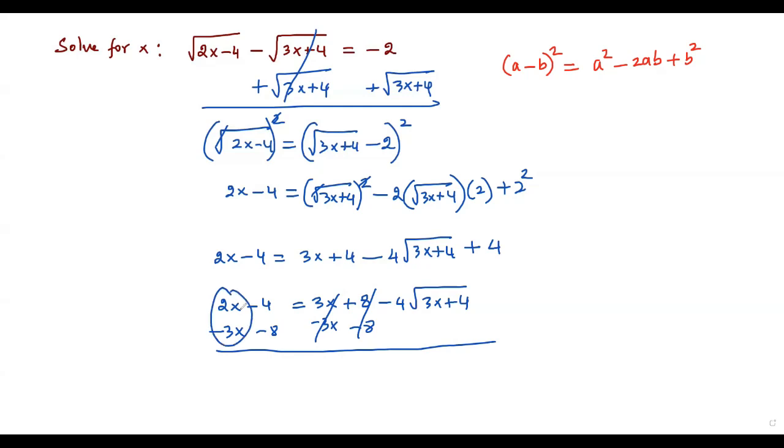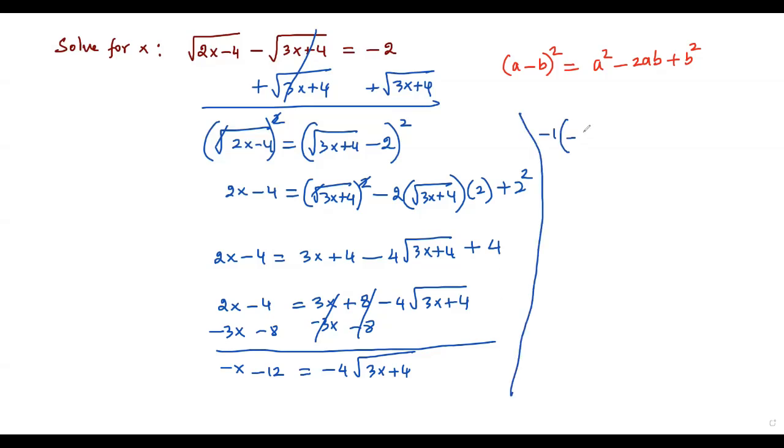Okay, so the simplification of 2x minus 3x will be negative x, and the simplification of negative 4 and negative 8 will be negative 12, equals negative 4 times the square root of 3x plus 4. Here all the terms in this equation are negative, so better we make it positive. We can multiply both sides of the equation by negative 1.